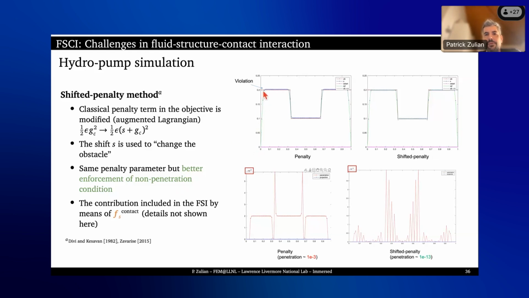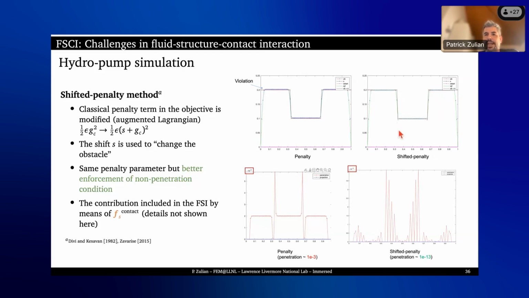You can see an example here. If we use the standard penalty method, even once you converge with your nonlinear iteration, you will have some penetration, which is clearly visible with the naked eye. You can see it also here, which is around 10 to the minus 3. But with the shifted penalty, you can correct that. And one way of seeing it, which is very wrong but very intuitive, is that we pretty much change the obstacle.